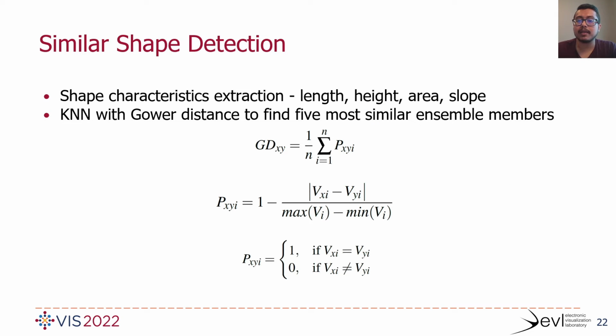We then extract the shape characteristics such as area, length, height, and slope. Finally, we apply KNN with Gower distance to each member pair to determine the five most similar members.